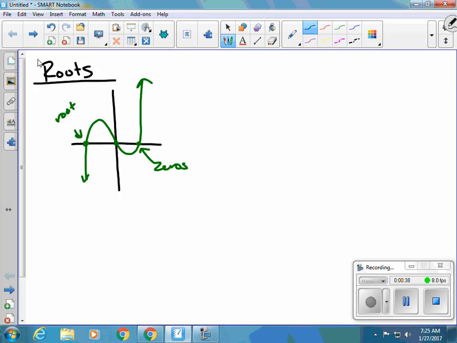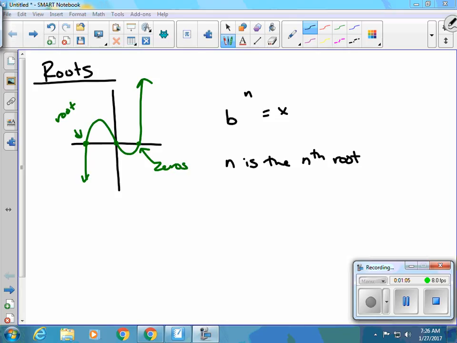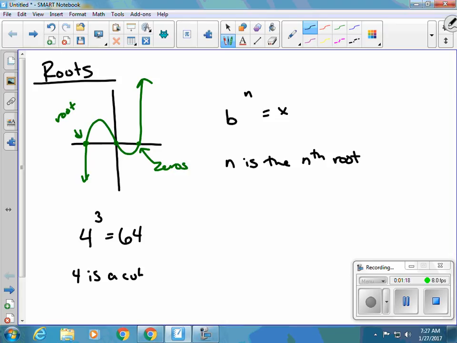But when you're talking about it algebraically, and you might not be able to see a graph, a root is where b to the power of n equals x. b is the nth root. So what exactly does this mean? Well, if I were to have 4 to the power of 3 equals 64, 4 is a cube root of 64.